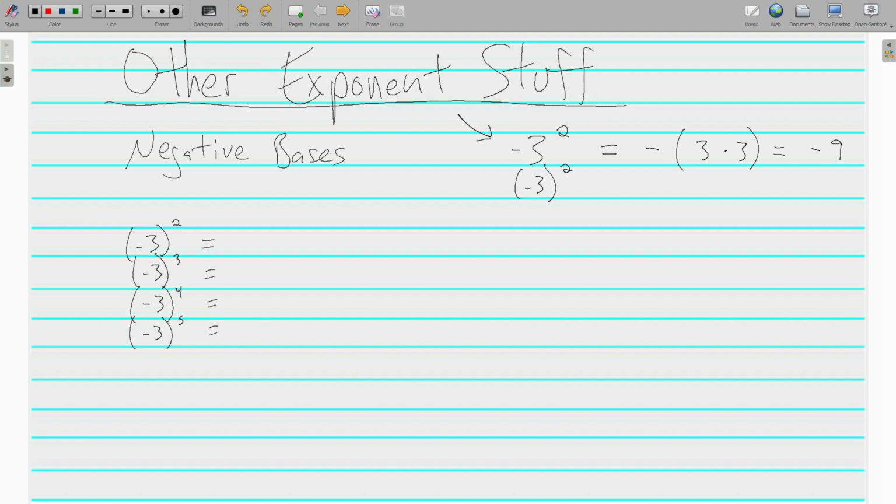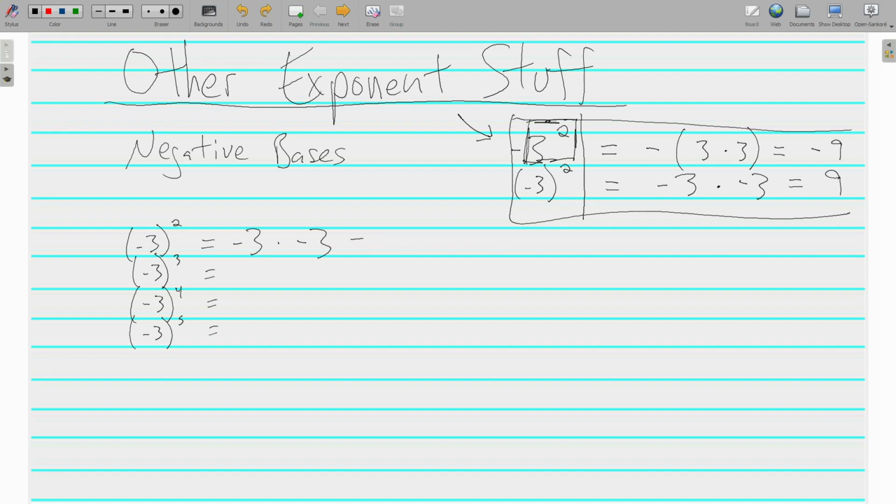But what this bottom one means, negative 3 squared, is actually the same thing as negative 3 times negative 3. Negative times negative is positive. The first thing I want to be sure we understand is that these two are different. Negative 3 squared is different than negative 3 squared. The exponent happens before that negative is put on there. So negative 3 squared, negative 3 times negative 3, is a positive 9.